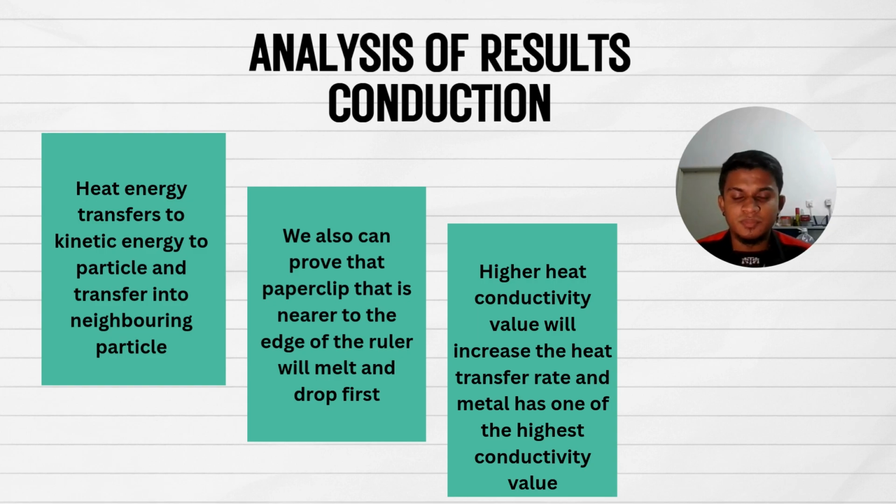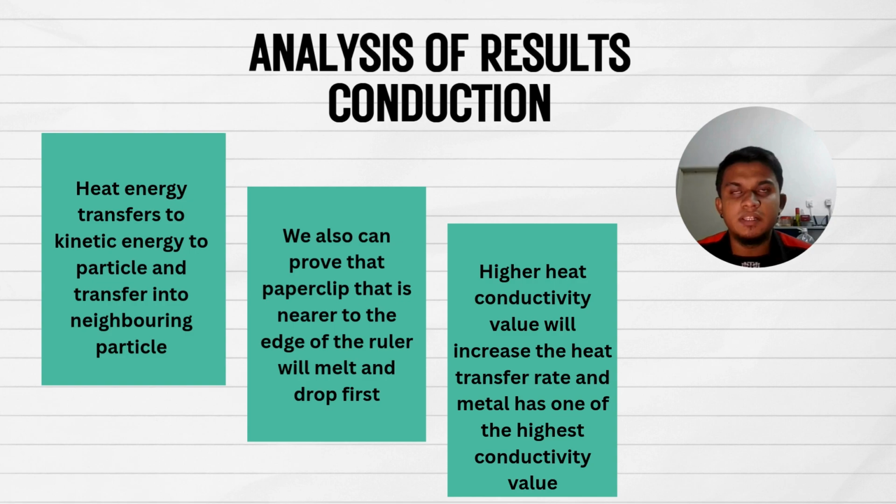From doing the conduction experiment, at the end of the experiment, we have gotten three analyses of results. The first one is heat energy transfers to kinetic energy of the particles and transfers into neighboring particles. The second one is we can also prove that the paper clip nearer to the edge of the ruler will melt and drop first. The third one is a higher heat conductivity value will increase the heat transfer rate, and metal has one of the highest conductivity values.